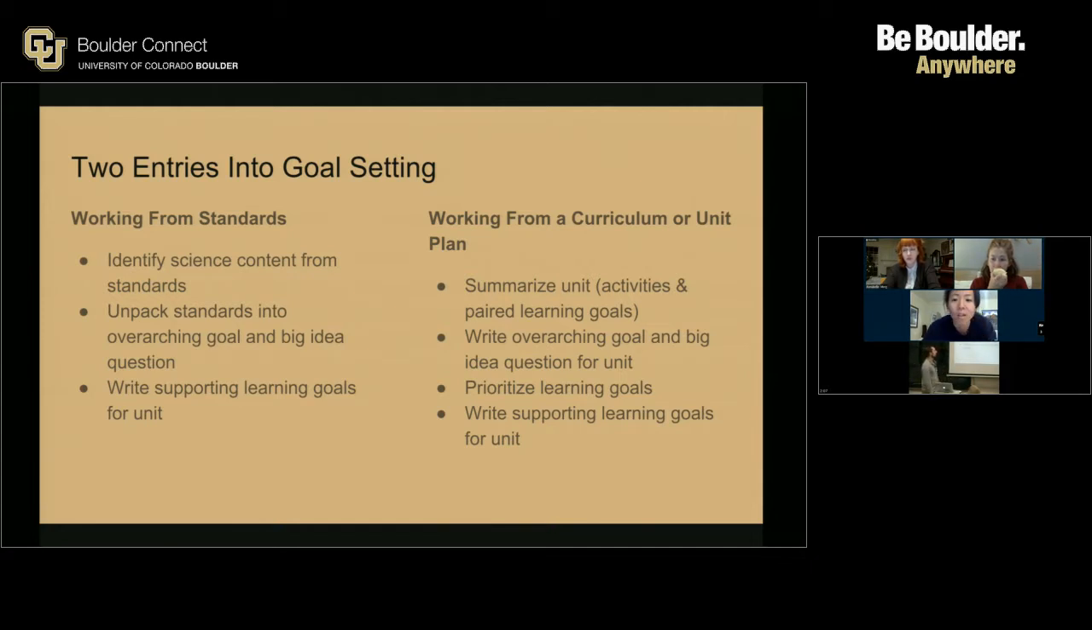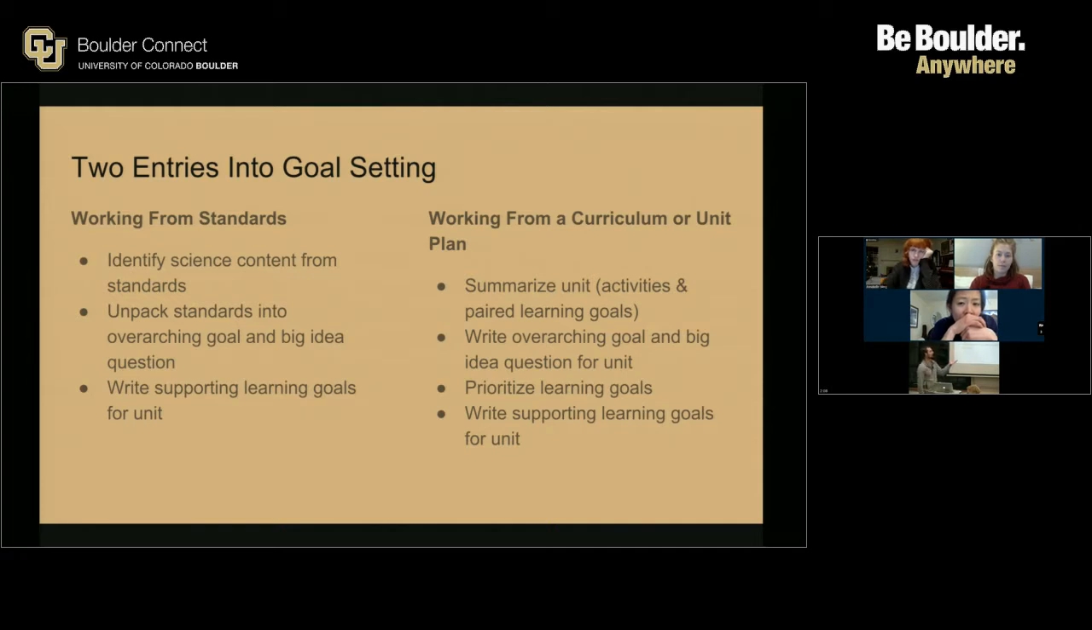And then the second step was unpacking the standard into an overarching goal. So in this standard, what can I frame as the big goal related to this? And sometimes that would be a unit goal or a week-long goal or something like that. And then not only do you have a goal, but you have a big idea question. Like in science, it would probably be something phenomena-based that is addressing the standard. And then the third step is to write supporting learning goals. So if you want your students to achieve this big overarching goal and answer this huge question, what are the steps that they need to take to get there, like the little ladder steps that FERTAC had outlined.